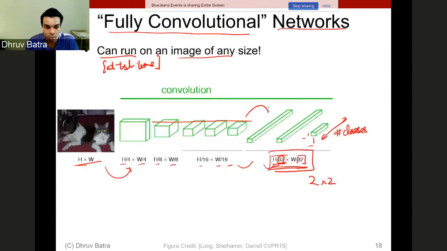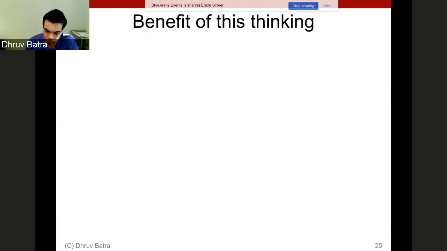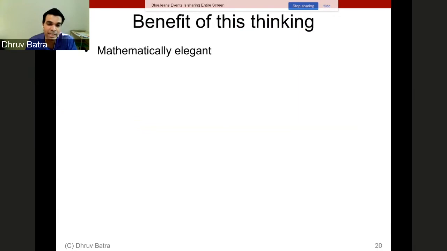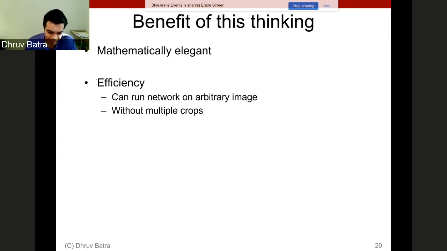All right, so the benefits of thinking of CNNs as size-free objects at test time, at least, is that this is mathematically elegant. You realize that you can actually run CNNs at test time on arbitrary things. You don't have to think about cropping. You don't have to think about being locked into a size, and it is efficient if you want to run things on an arbitrary image without multiple crops.